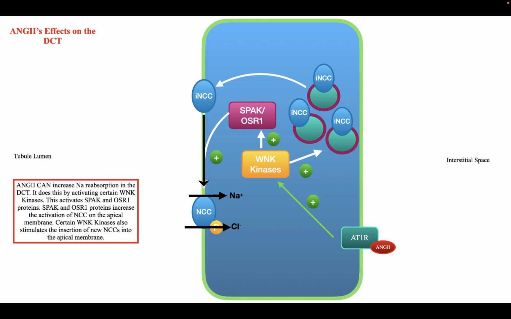So what we saw here is that angiotensin 2 can increase sodium reabsorption in the distal convoluted tubule. It does this by activating certain WNK kinases, and then these WNK kinases have two effects. They can increase the activity of SPAK and OSR1 proteins, which allows them to phosphorylate sodium chloride cotransporters, therefore increasing their activity. In addition, these WNK kinases can also increase the insertion of new sodium chloride cotransporters into the apical membrane. So in other words, angiotensin 2 increases the activity of sodium chloride cotransporters and increases their number, therefore increasing sodium reabsorption in the distal convoluted tubule.